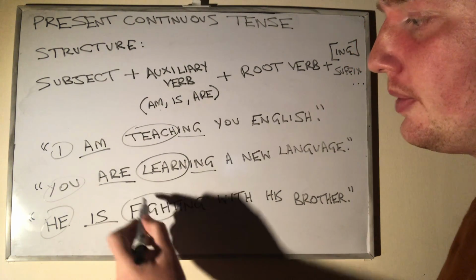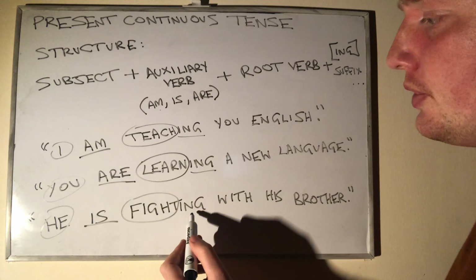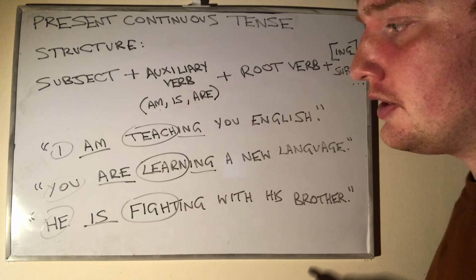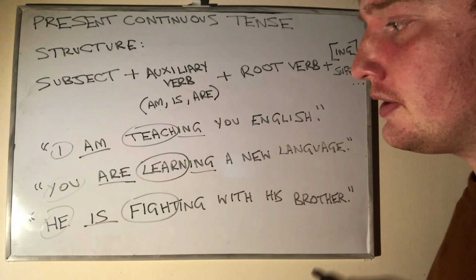And then we have our root verb, fight, and then we're also using the ing suffix. This would be another example of an English sentence used in present continuous.